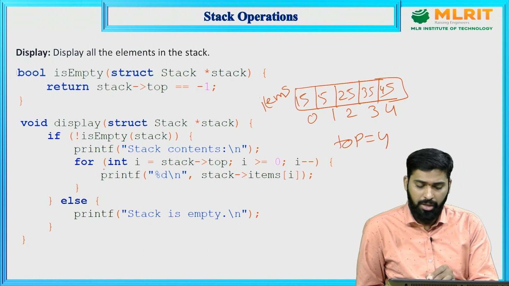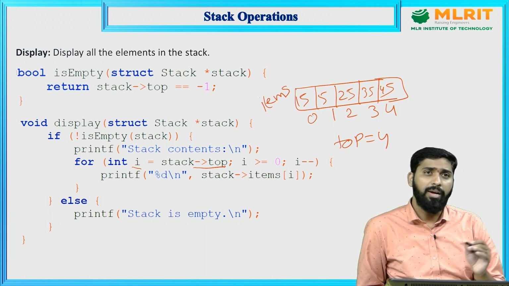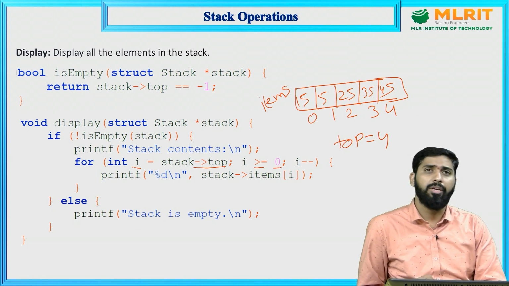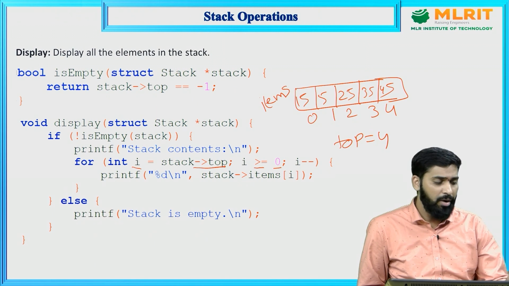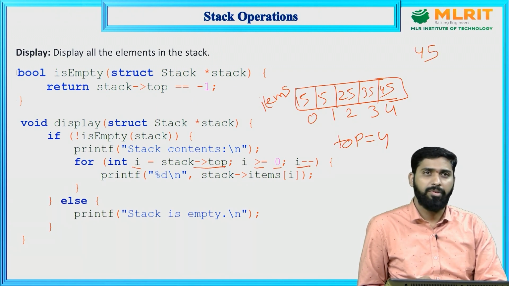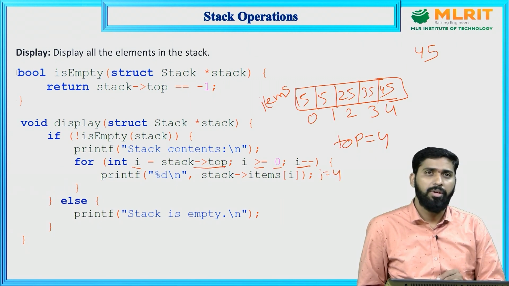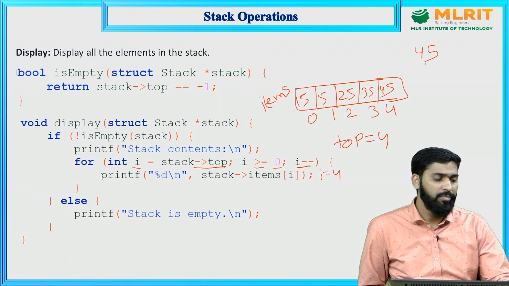So the for loop will start from top value and we print until this I value is greater than or equals to 0, and after printing the value you are going to decrement the I value. Okay. In first iteration, what is I value? I value equals to 4. So items of I is 45.